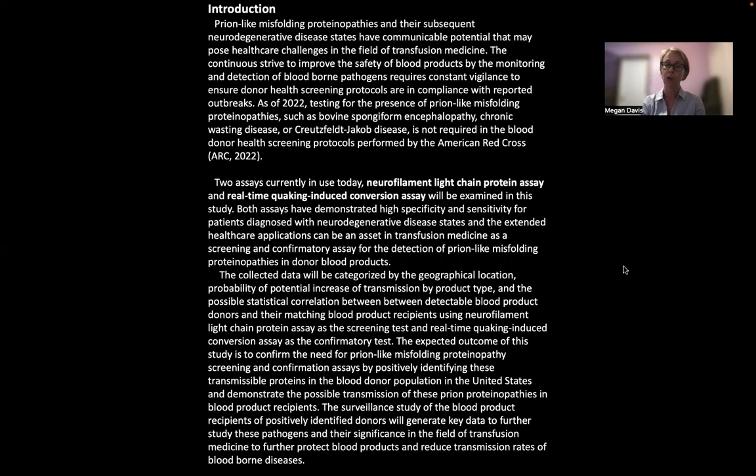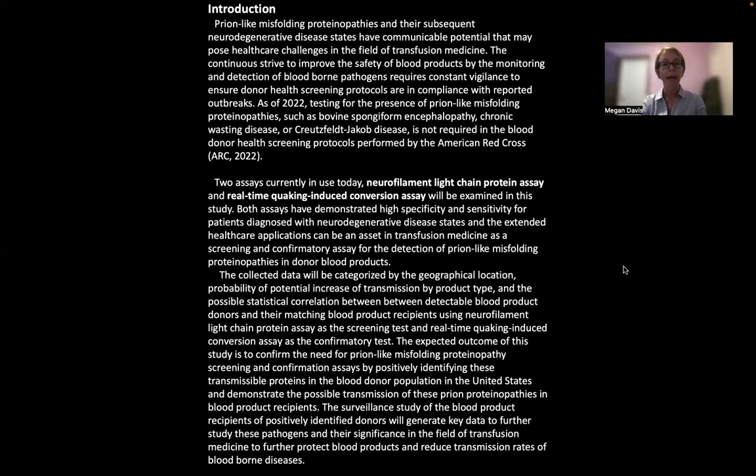Currently, the American Red Cross to date does not require donor products to be screened for prions and protein misfolding proteinopathies. The surveillance study will use two assays that are currently being used in neurodegenerative disease research: neurofilament light chain protein assay and also real-time quaking-induced conversion assay.